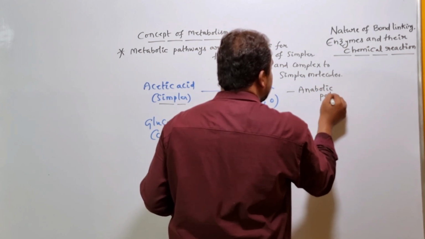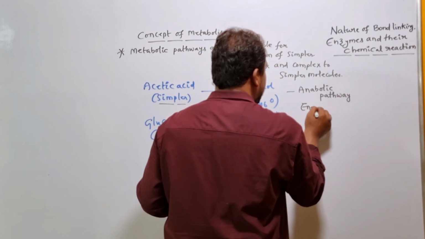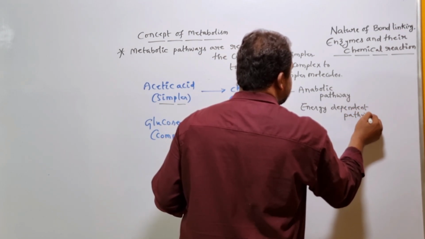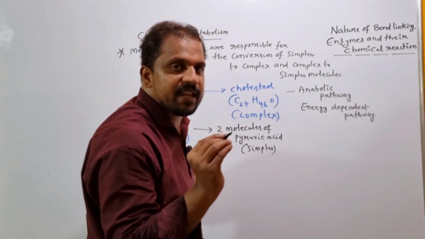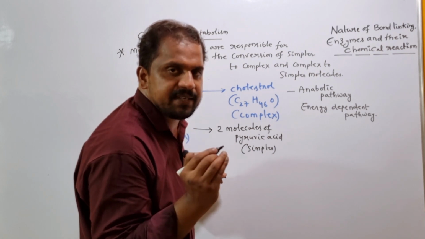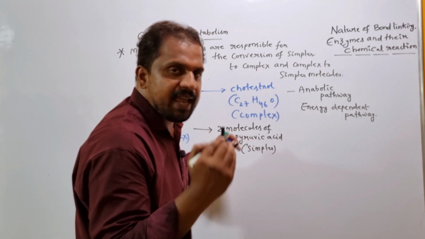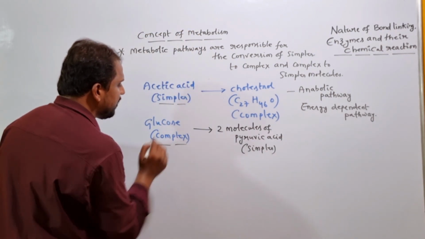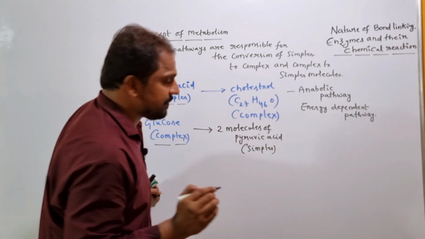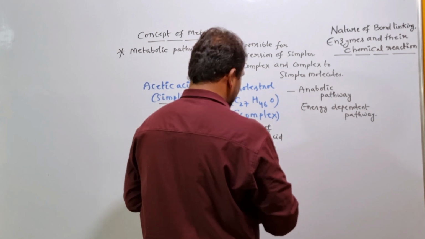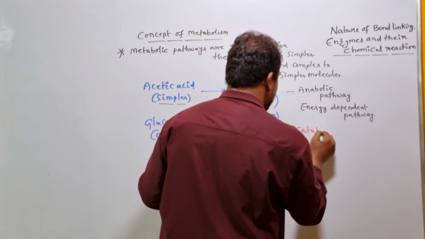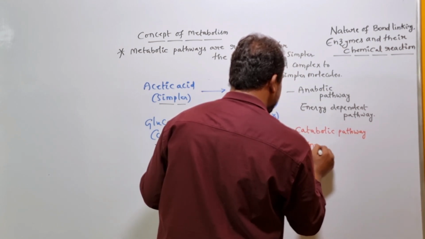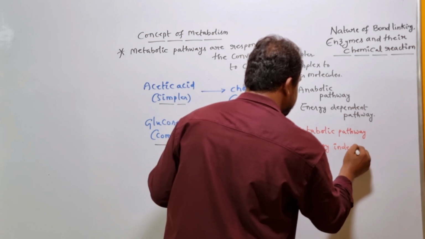So always the anabolic pathways are energy dependent pathways. That means they require energy. For example, assembly of amino acids in order to form one specific protein is not a spontaneous process, it is a non-spontaneous process, because it requires energy, it is an endergonic reaction. Is it clear? All the anabolic pathways are energy dependent pathways, because they require energy. Then in the same way, the conversion of complex molecule into simpler molecule is termed as the catabolic pathway. So here, the catabolic pathway is not an energy dependent pathway. Energy independent pathway.